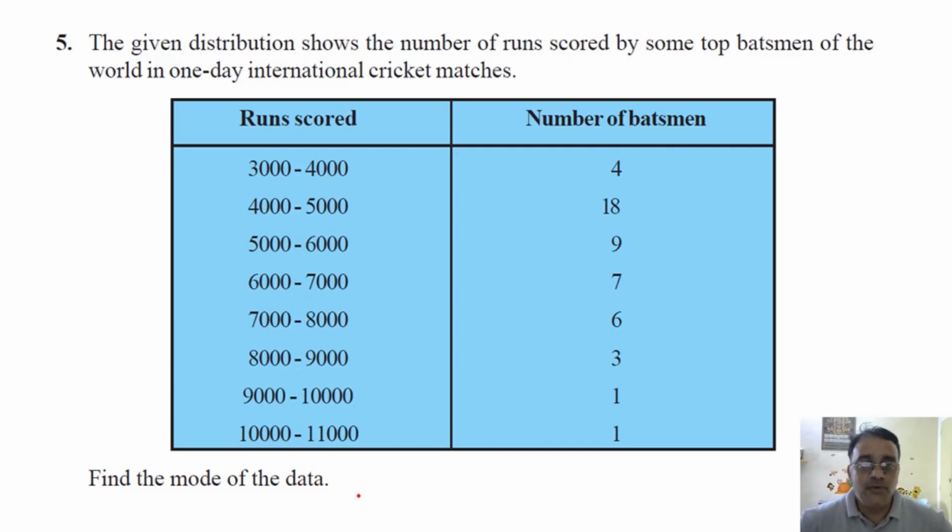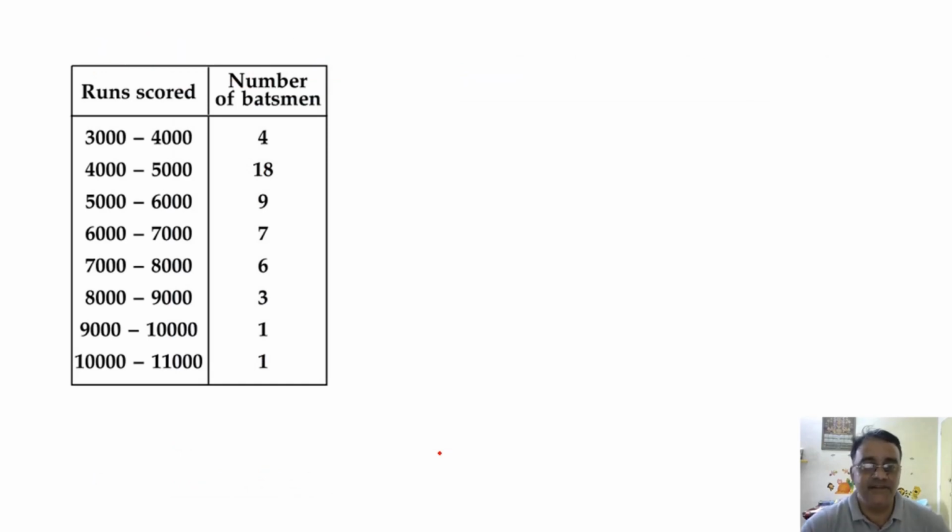The given distribution shows the number of runs scored by some top batsmen of the world in one-day international cricket matches. This is very old data. Runs scored is given and the number of batsmen is the frequency, and we have to find only the mode of this data. So we'll start with the rough table. So this is the rough table.